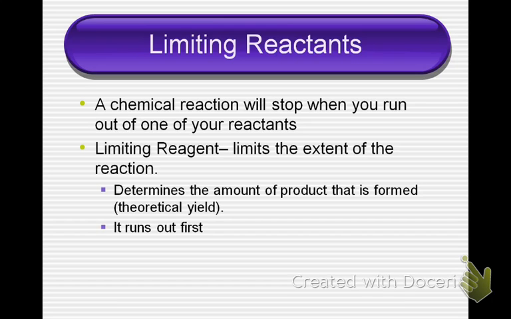Let's see, a limiting reactant limits the extent of the reaction, so it determines the amount of product that has formed, our theoretical yield. It's the one that runs out first. So it's going to be like the buns. It's the guy that we run out of, and it's going to determine how much we can actually make. And that theoretical yield is going to come in handy when we do percent yield problems, which are actual over theoretical. We're going to toss that theoretical yield in there.